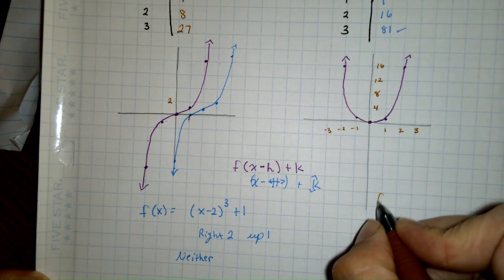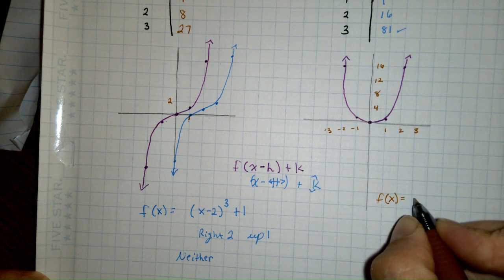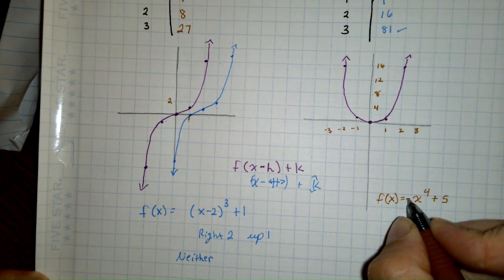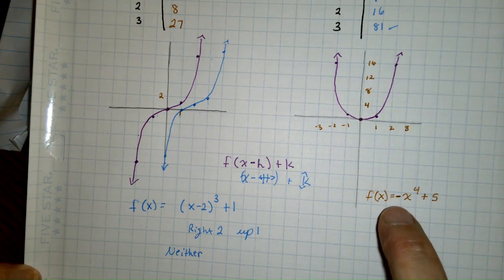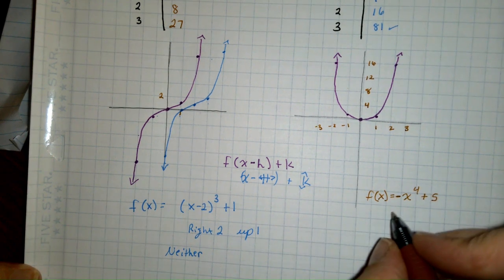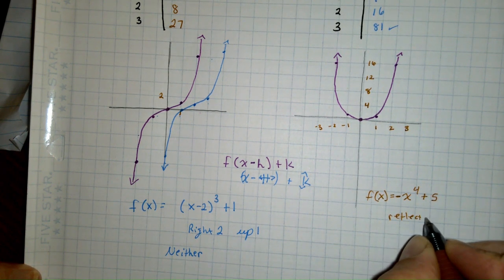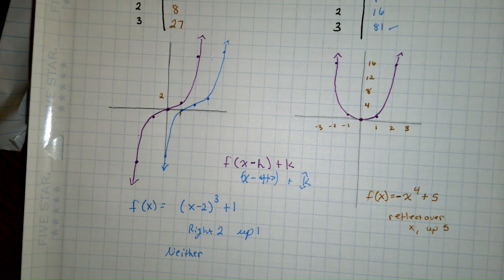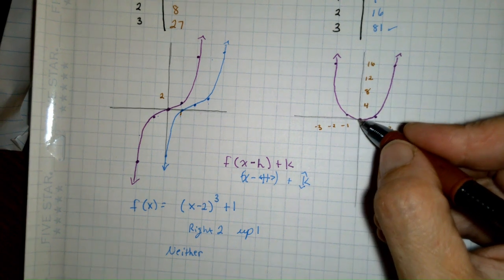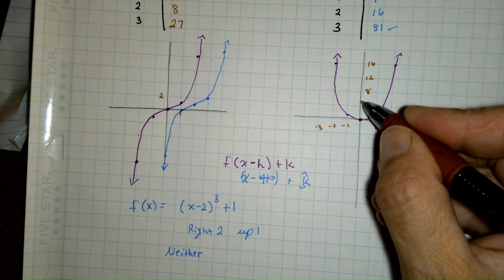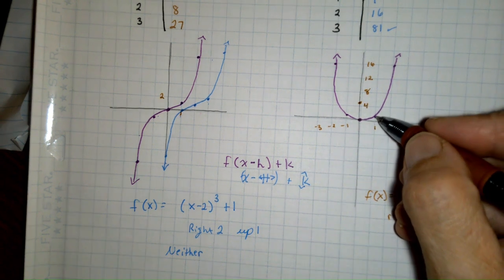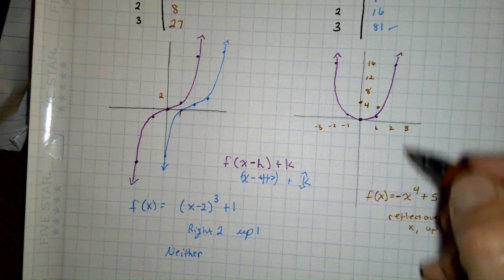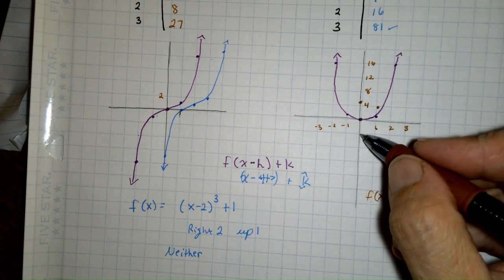If I said f of x equals x to the 4th plus 5, and we'll put a negative here. Okay, so now the negative says to reflect over x and then up 5. So 0 reflected is still 0, and then up 5 would put it right there. Reflect it to negative 1, up 5. Reflect it to negative 16, up 5, we're now at negative 11.